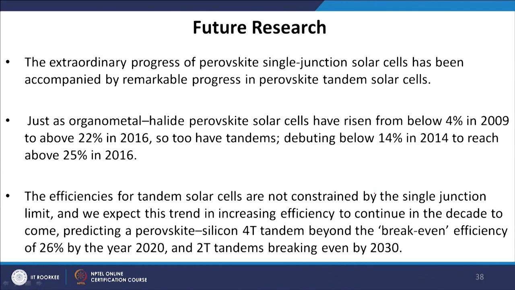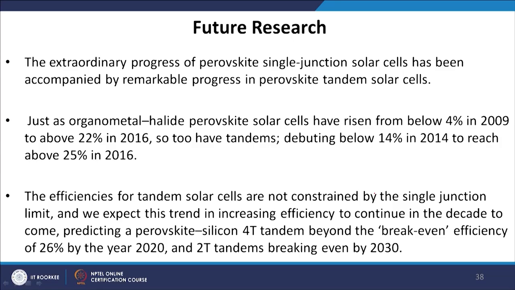Just as the organometal halide perovskite solar cell has risen from 4% to 22%, or nowadays, today's number is 23%, and this number is changing every other day. Starting from 14% to reach 25% in 2016, that we have observed in the case of tandem. So probably we can be optimistic that very soon we will be able to reach 35% or even 40%.